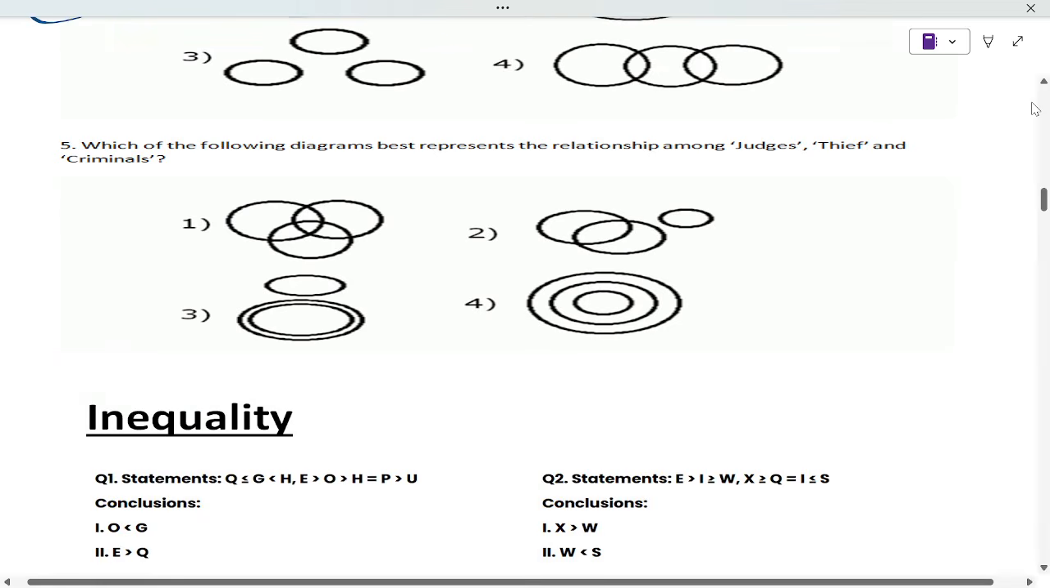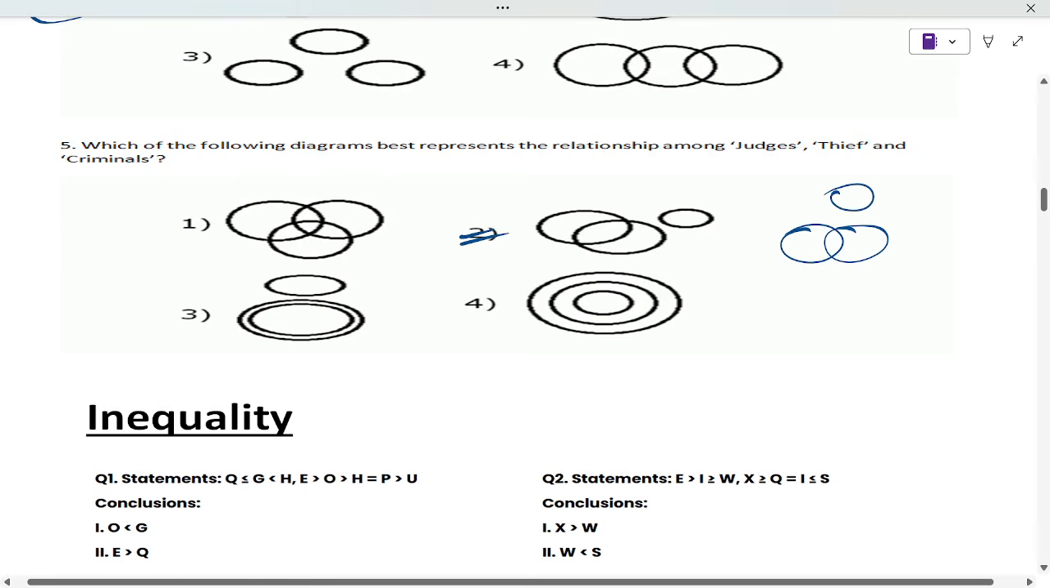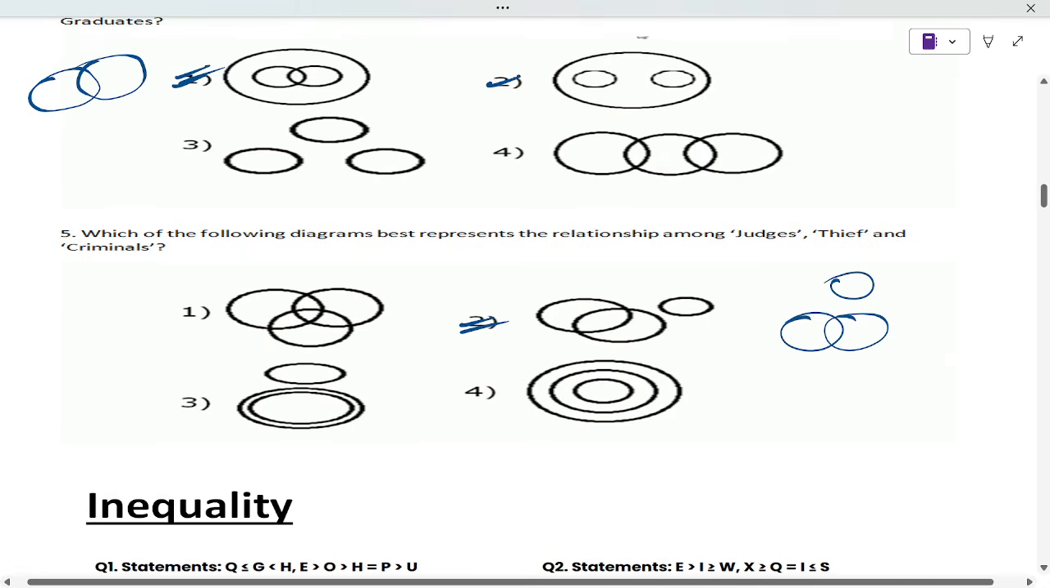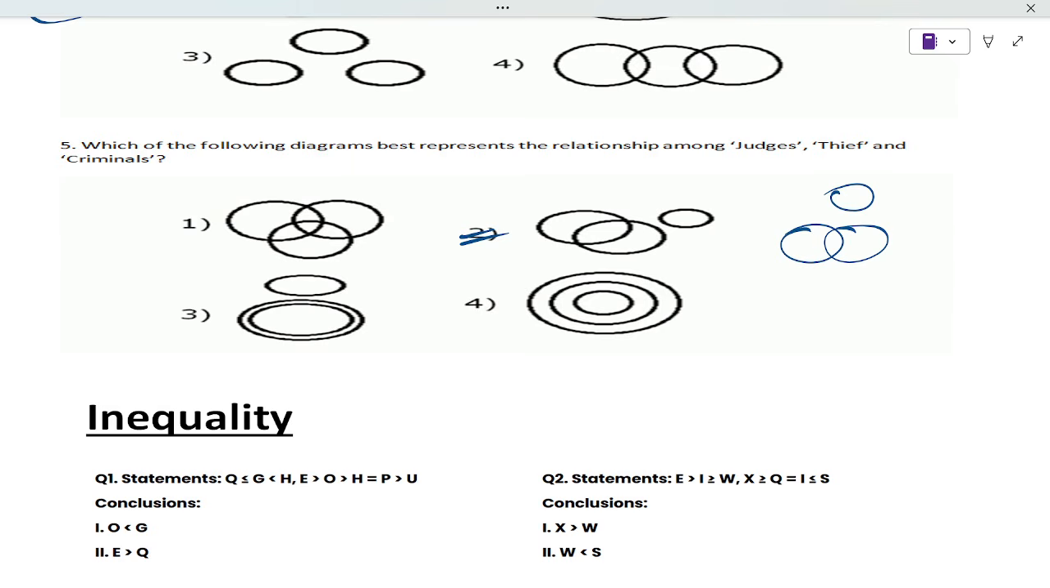Next, question 5: which of the following diagrams best represents the relationship among judge, thief, and criminal? Here thief and criminal have a relation. Judge is very different, right? So judge will stay separate. So option 2 is the answer. That's all about logical Venn diagram. You can expect it from any part of the subject also.